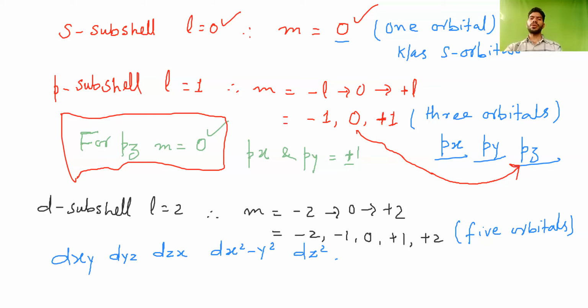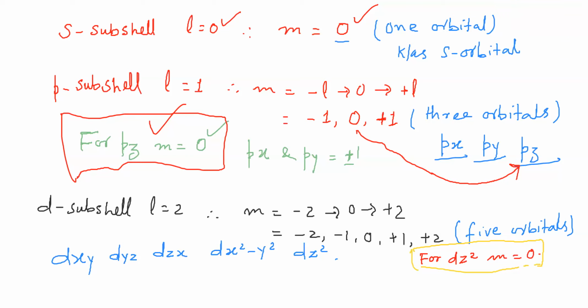So these are the 5 d orbitals, and here you have to note down that for dz square, the m value is taken as 0. Just as we noted that for pz the m value is taken as 0, similarly for dz square the m value is also taken as 0. This will be important. I hope that you have noted this down. Have you noted it down? Shall I move to the next page?